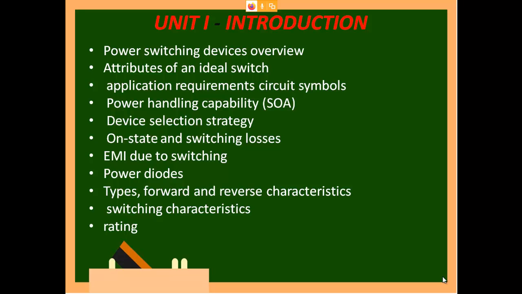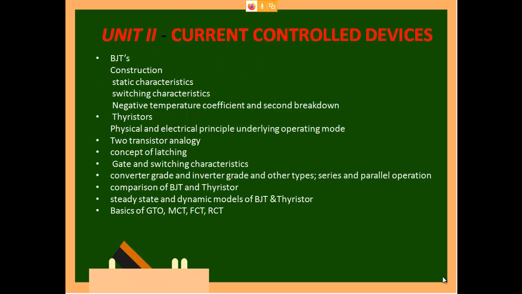Then switching characteristics, how fast it is able to switch and what are the various ratings available. For various power levels, various types of power devices are available. Moving into unit number 2, it is called current control device. A current control device is nothing but you will have a base. To that base you try to give electrons from external and you try to turn it on. You might have seen common base, common emitter, common collector, three configurations of BJT. All that we will see. It is controlled by external electrons, so that is why we call it a current control device.